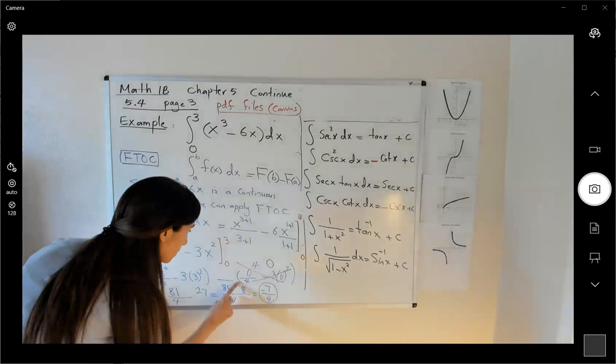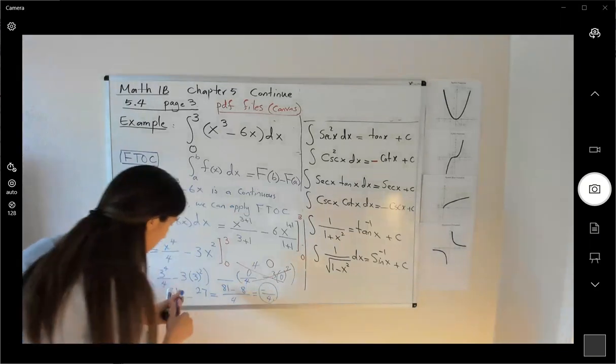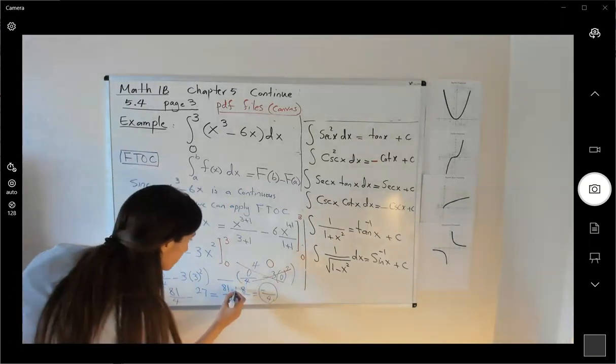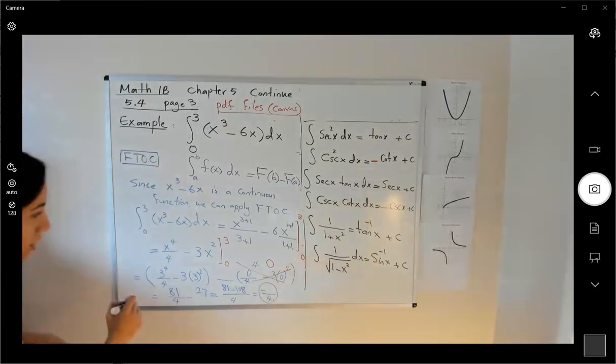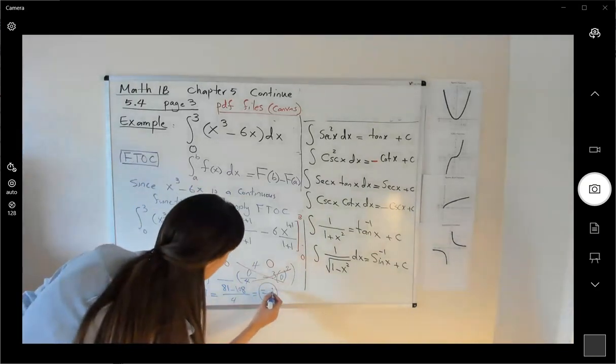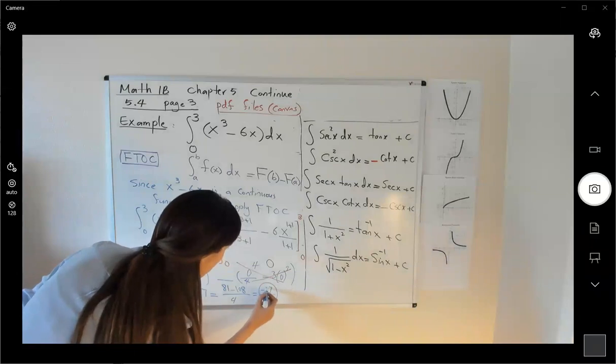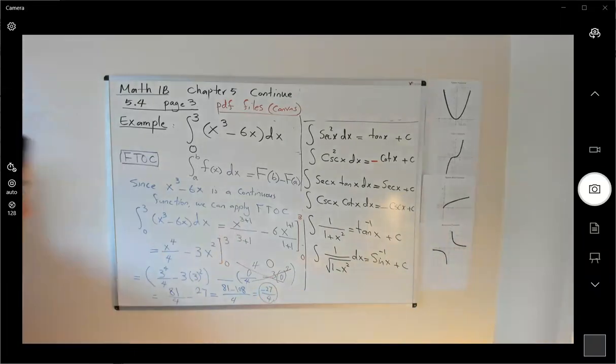This is 108. Thank you. 108 is not 88. So if we do the subtraction, we get 81 minus 108, which is negative 27 over 4. Perfect.